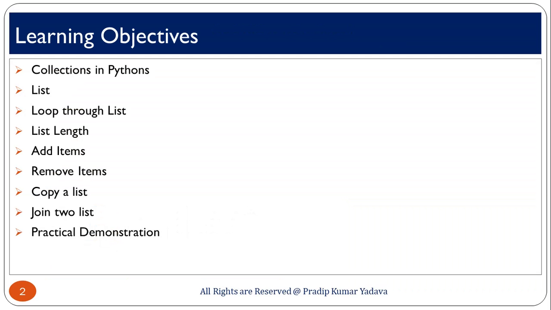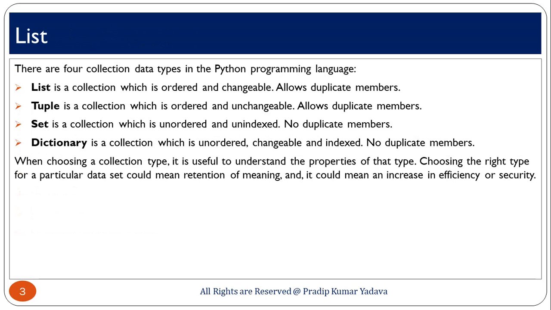I am going to cover how to run a loop through a list, how to find the length of a list, how to add an item, remove an item, copy a list, how to join two lists, and also a practical demonstration. After discussing all the things, I am going to show you how you can work with list by using Python programming, and I will show each and every code which is very important for list. So here we are going to start with list.